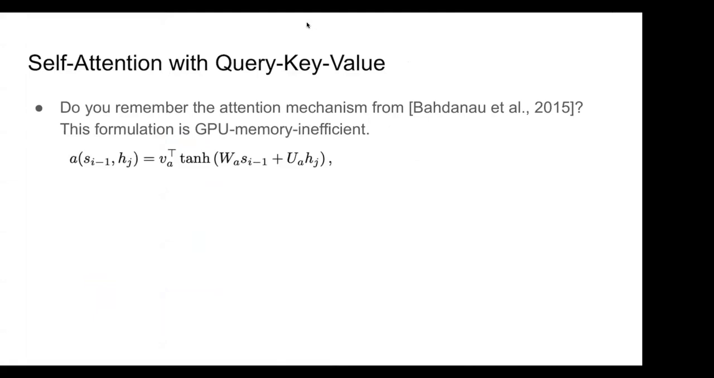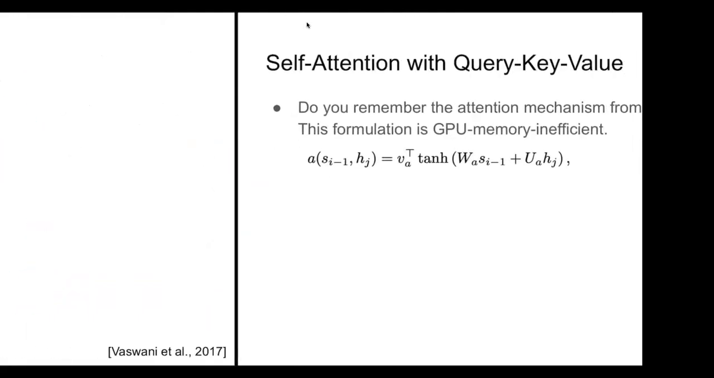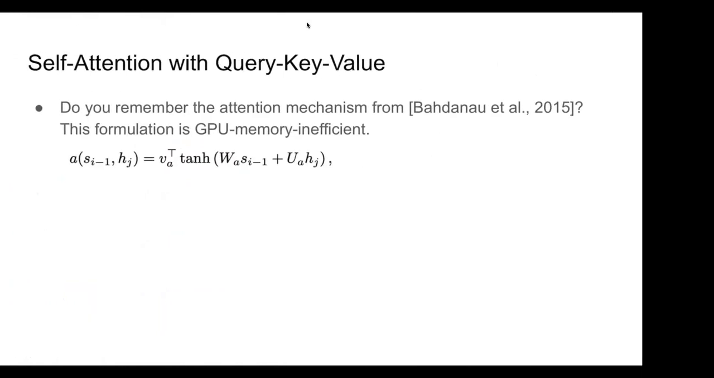Okay, so first, let's talk about how we can perform attention on the encoder side. What do we mean by performing attention on the encoder side? That means we're performing self-attention, because in the previous encoder-decoder, we were performing attention from the decoder to the encoder. But now we want to perform attention on itself. Do you remember the attention mechanism from Bahdanau et al. 2015? We have this formulation, we just covered this today.